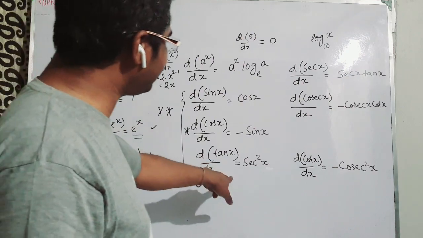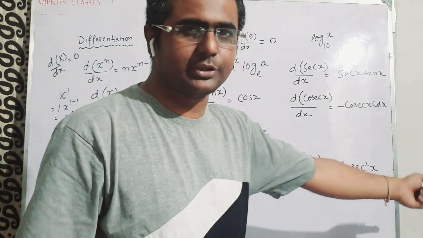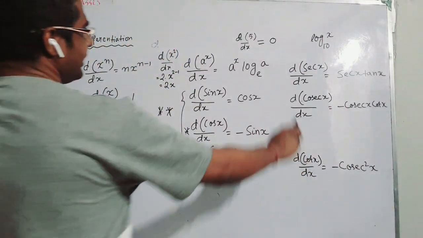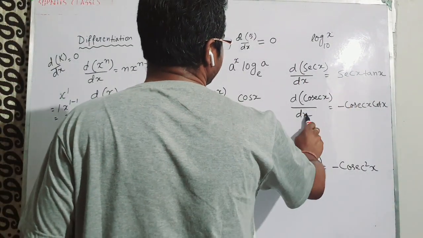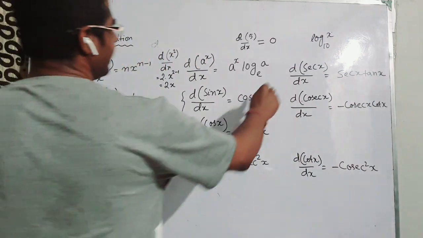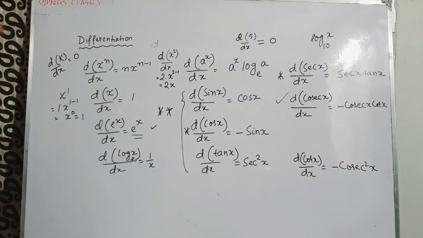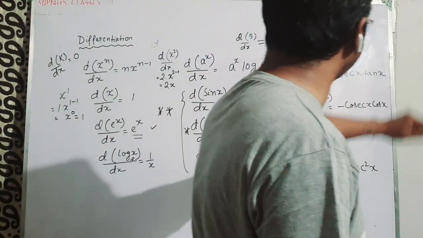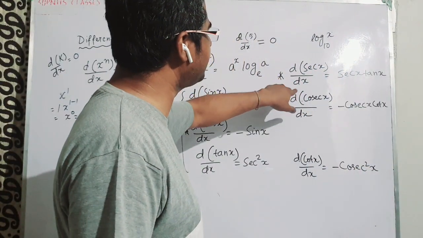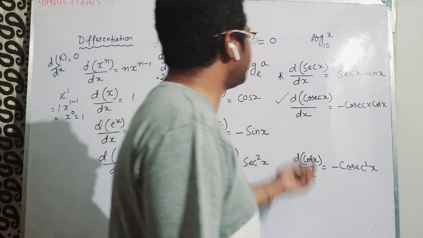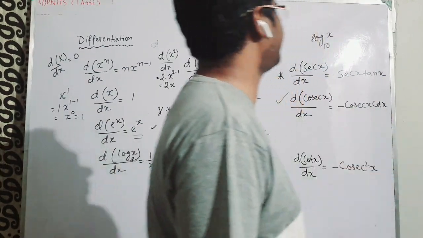Now if tan x gives sec square x, then cot x should give cosec square x, but it will be negative, okay? Will you remember? Sec x is positive, but cosec x is negative, okay? Remember one, and the other will be remembered. Differentiate sec x with respect to x, you will get sec x tan x. Differentiate cosec x with respect to x, you will get minus cosec x cot x.